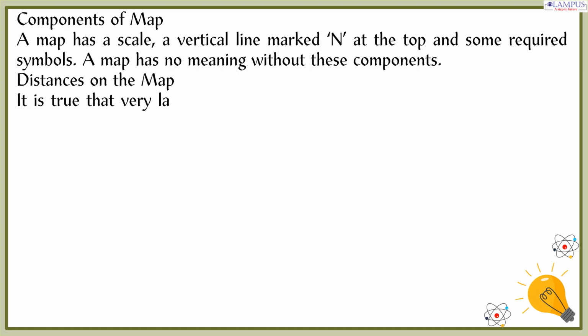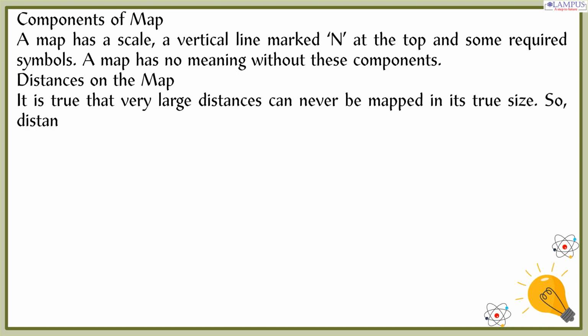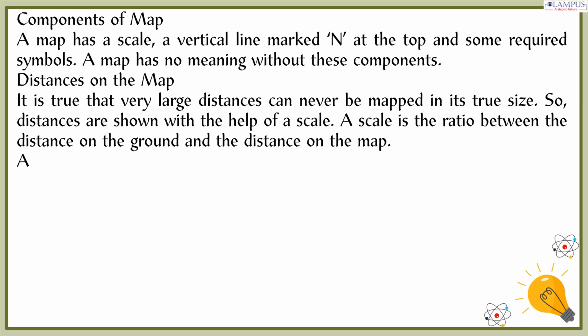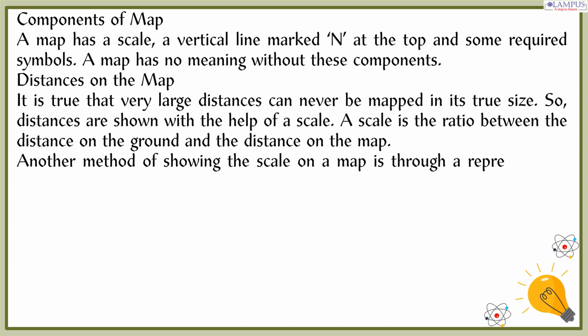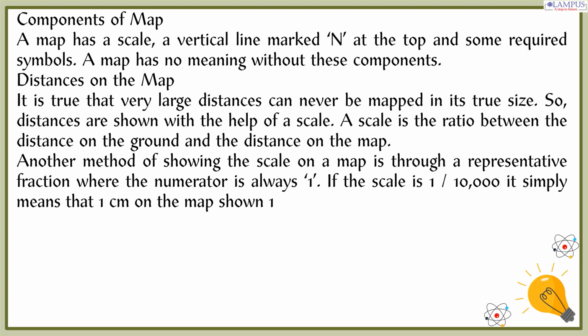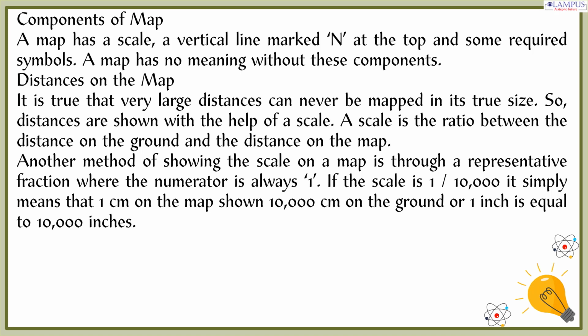Distances on the map. It is true that very large distances can never be mapped in its true size. So, distances are shown with the help of a scale. A scale is the ratio between the distance on the ground and the distance on the map. Another method of showing the scale on a map is through a representative fraction where the numerator is always 1. If the scale is 1 by 10,000, it simply means that 1 centimeter on the map shows 10,000 centimeters on the ground, or 1 inch is equal to 10,000 inches.